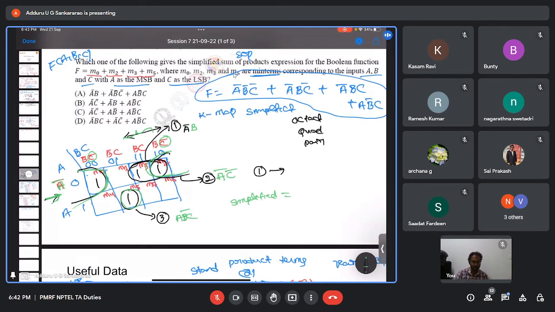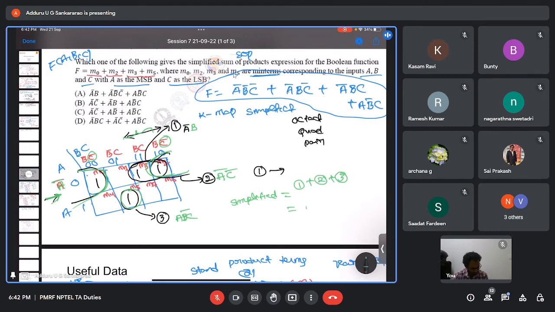I think you might have studied this. What is essential prime implicant? What is non-essential prime implicant? These things. So the sum of all essential prime implicants here. All three are essential prime implicants only.